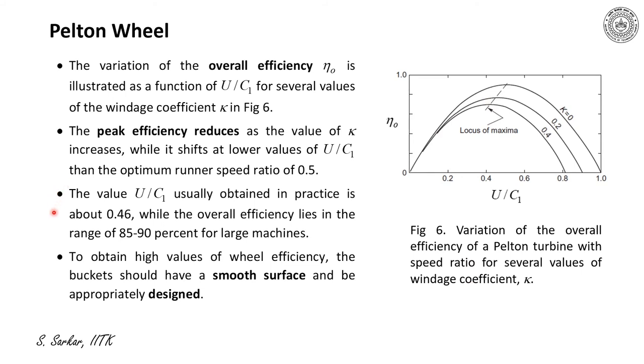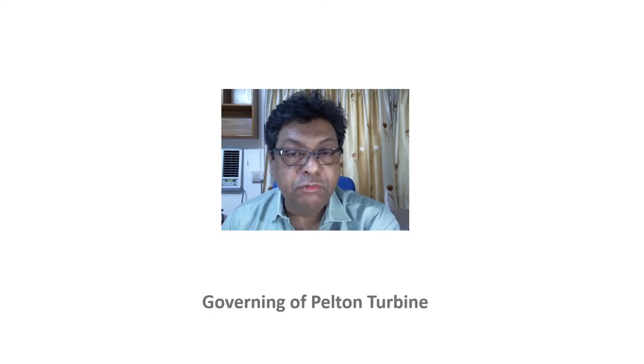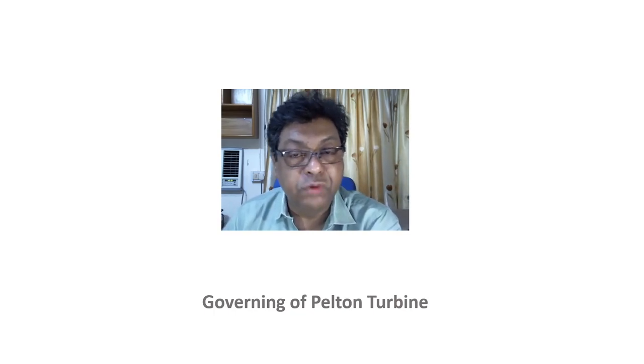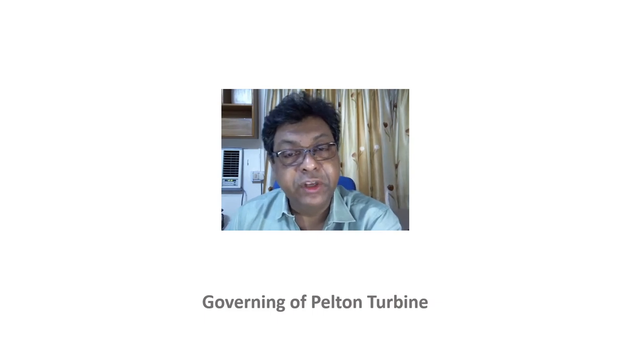Furthermore, the value of U by C1 usually obtained in practice is 0.46, while the overall efficiency lies in the range of 85% to 90% for large machines. Furthermore, one can easily appreciate from figure 6 that to obtain high values of runner efficiency, the bucket should have a smooth surface and be appropriately designed. Please note that a Pelton wheel must run at a constant speed even if the load changes or fluctuates, to match the grid frequency.